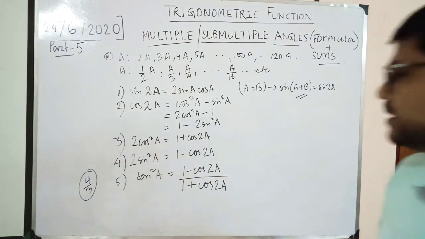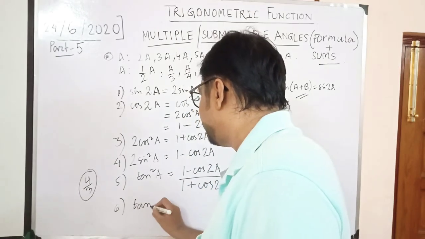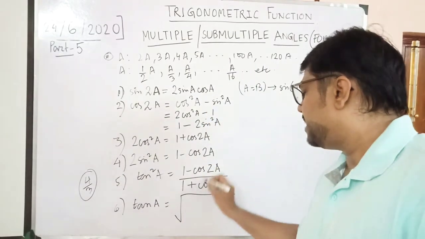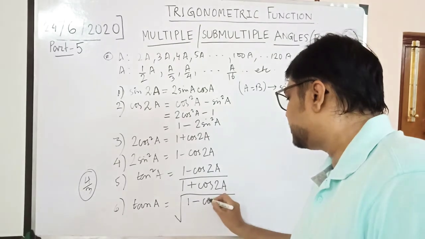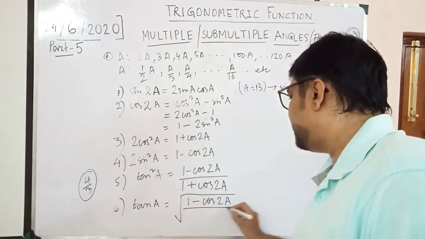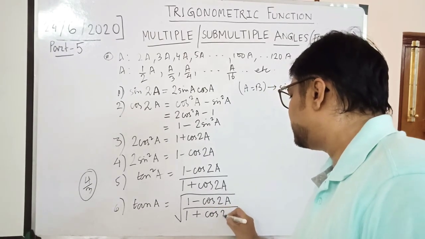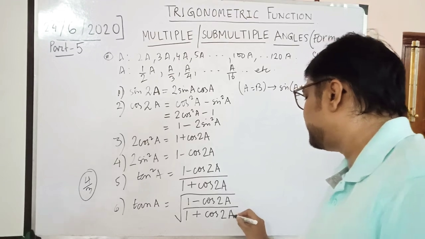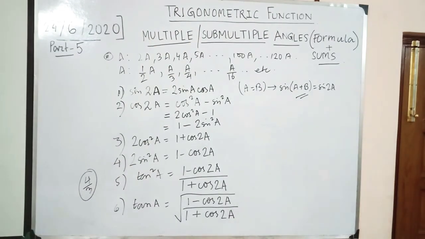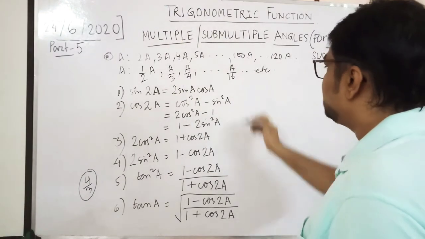Now if you want to write what tan A will be, it is nothing but this whole thing under root: root of 1 minus cos 2A whole divided by 1 plus cos 2A. So these are the few formulas which I wrote. Now I will write some more over here.